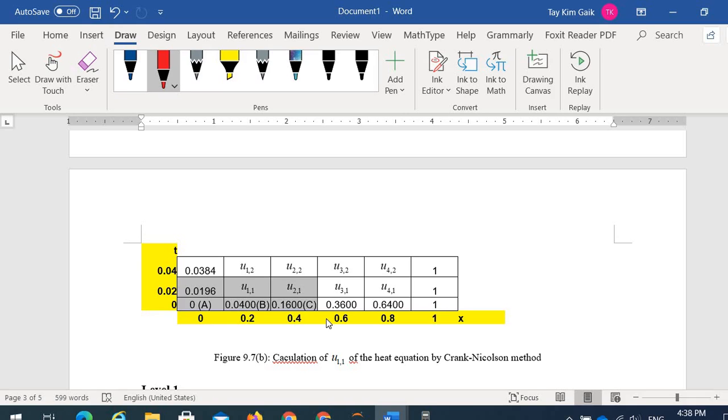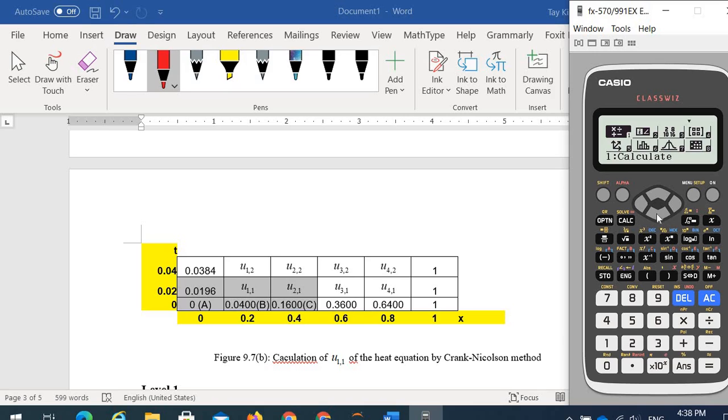Okay, and given the initial condition is x squared, I can use the table menu to quickly tabulate the initial condition. So the function is x squared, starting from 0, ending at 1, increment is 0.2. So I get here, the initial condition is tabulated quickly.